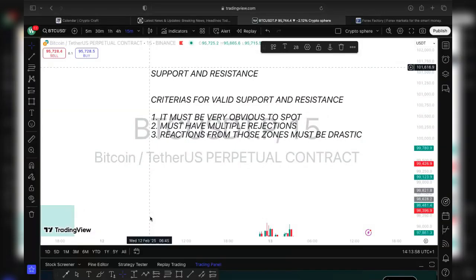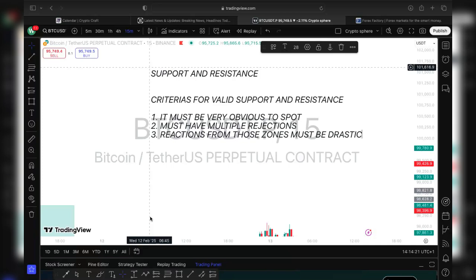The reaction from those zones must be very, very drastic. This simply means that price is not supposed to take a whole lot of time at those zones, because these are regions where buyers are multiple. So once price gets to that point, they are willing to start buying.